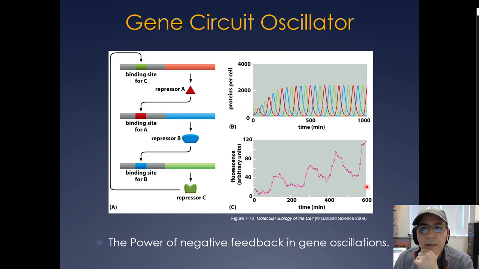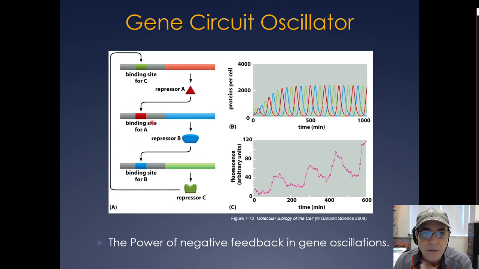Now, you can also have a gene circuit oscillator, okay, and we'll look at the circadian clock in the next slide, but what ends up happening is if you have a whole bunch of negative feedback loops connected together, what you're going to get is oscillations. Okay, so if you stop and think about it, here you have a binding site for C, which is a repressor, but if the repressor's not around, you'll get expression of this A gene, which produces a repressor. That repressor will bind to B, and it'll repress B, and then the B repressor won't be made, and so it can't repress C, so C will be expressed.